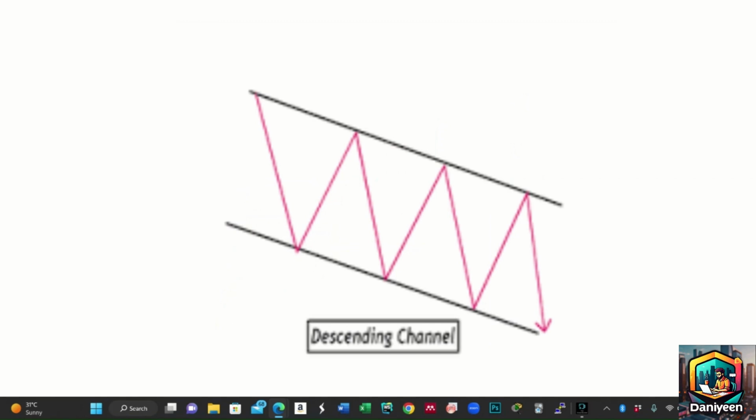So the second one is descending channel. Descending channel is just like the opposite of ascending channel. In ascending channel, it is mostly when price is moving upward, and in descending channel, it is when price is moving downwards. That is when it is bearish. But in this ascending channel, it is when price is bullish, when it is moving upward.